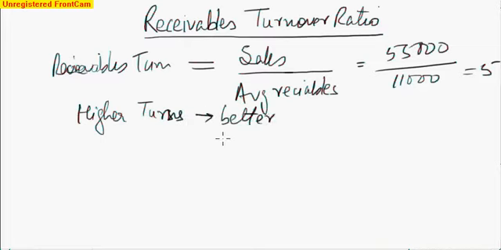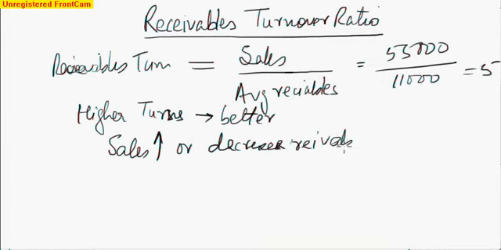But is it so easy? Mathematically speaking, what are we talking about here? Higher turns here means if you want to have higher receivable turns, you can increase sales or decrease receivables. And you can do both. Now, this doesn't look so easy.